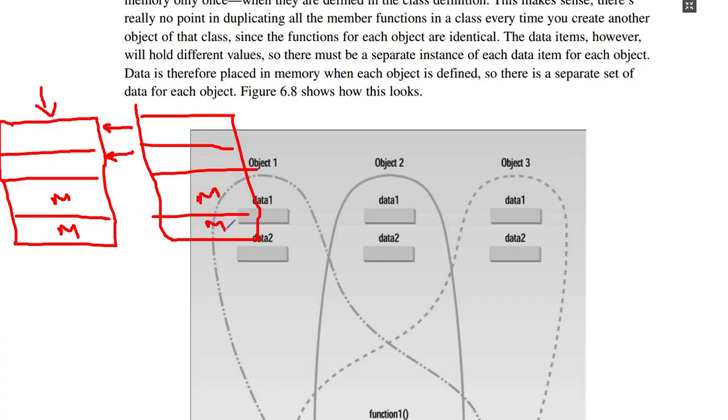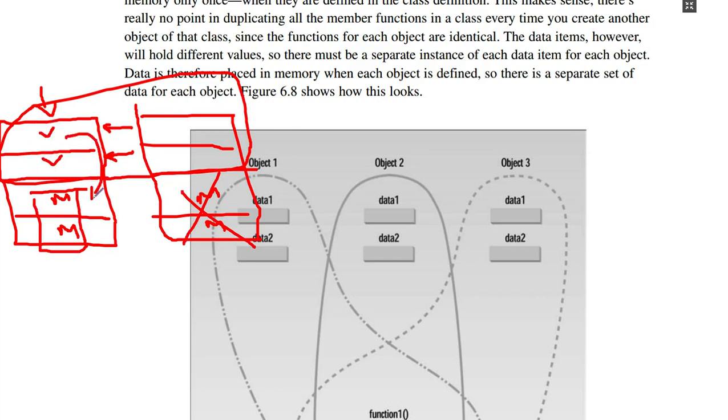In reality, this is not the case. Only the data items would be given space in the memory, and the member function would be declared only once. It would not be generated every time. Each of the objects would make use of the member function generated once, because if the same member functions are generated again and again, it's just a waste of memory.